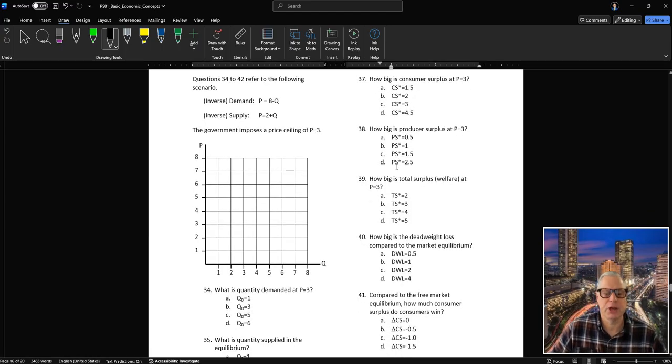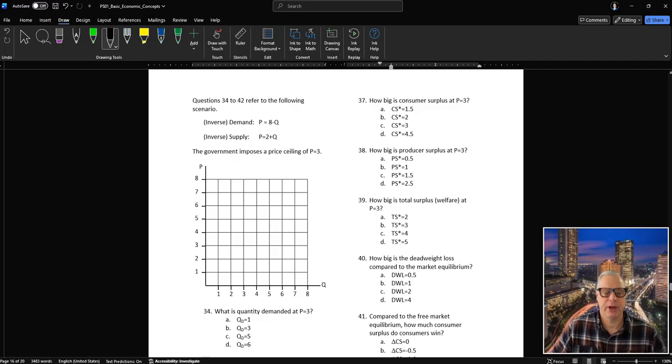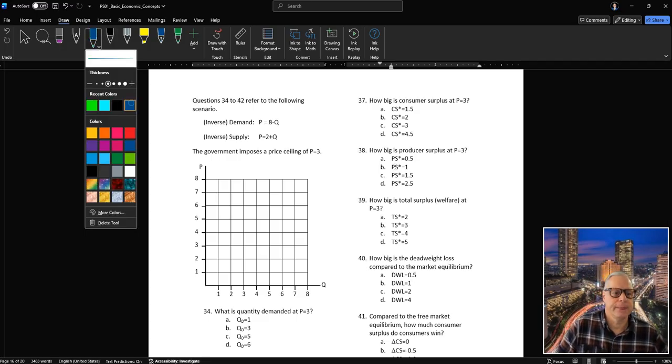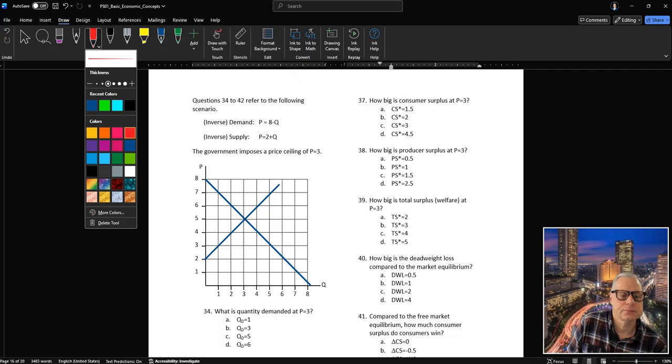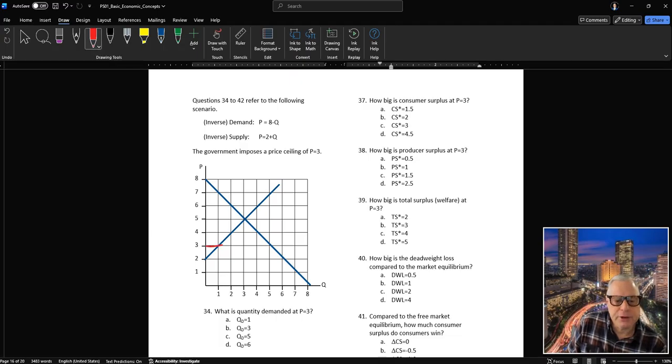another scenario. So now we have a price ceiling. Okay, so let's draw the inverse demand, 8 minus Q, and the supply, 2 plus Q. Okay, but now we have a price ceiling at 3. Oh, that will be an interesting case.